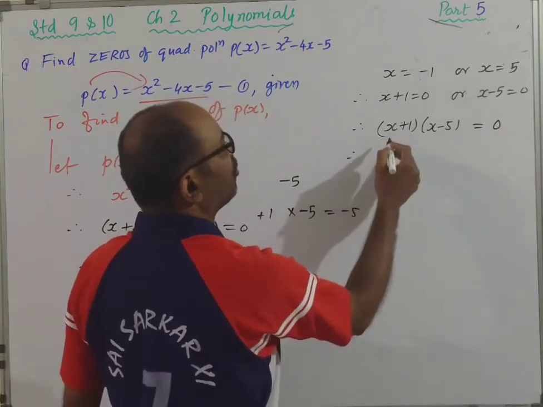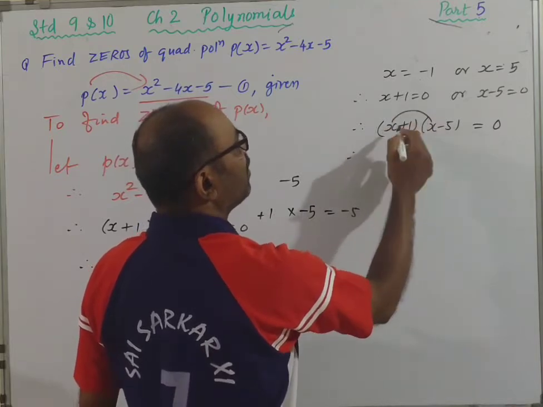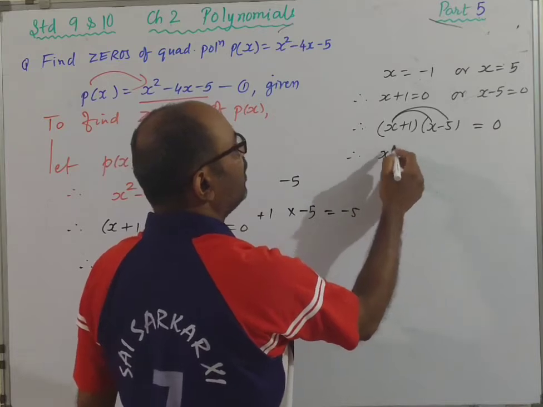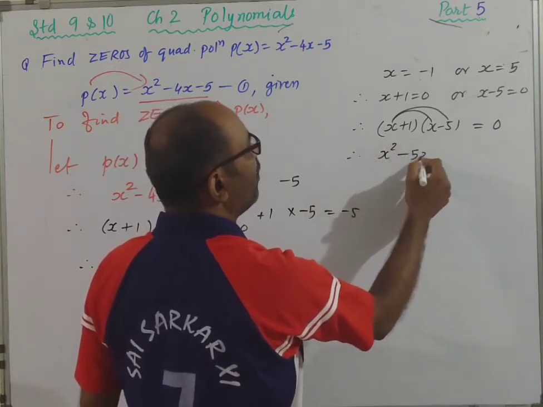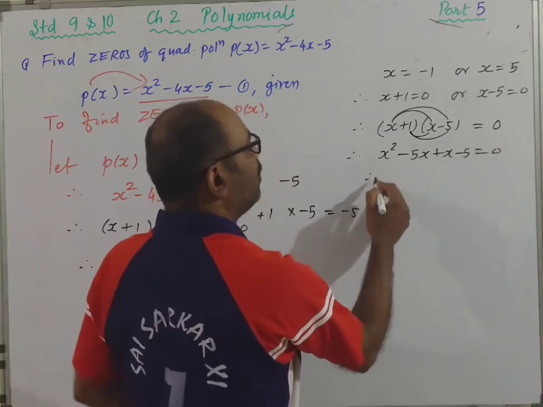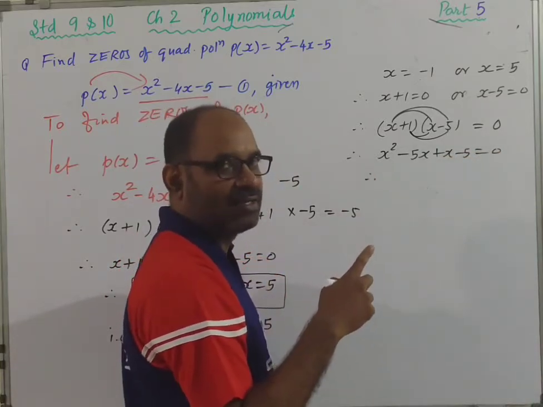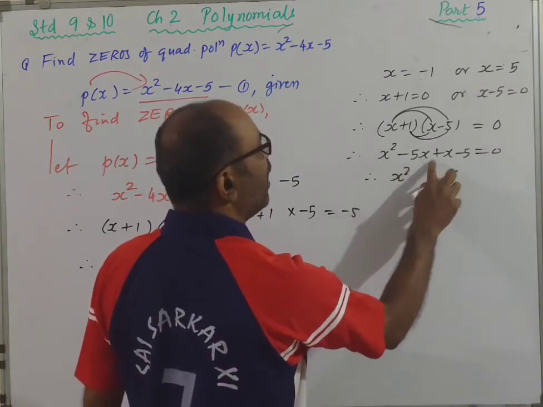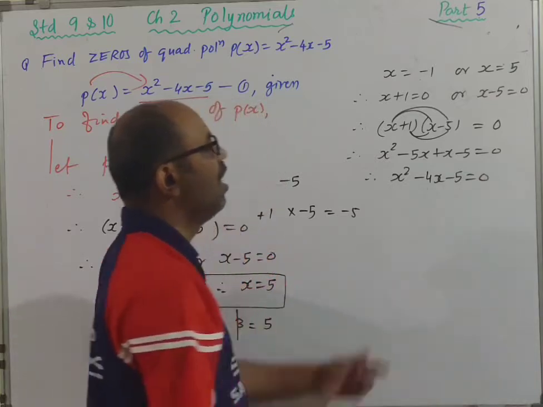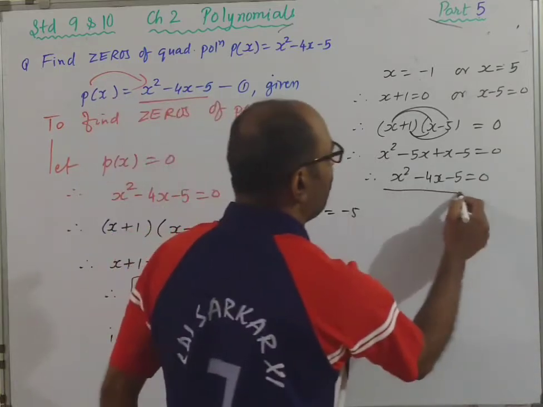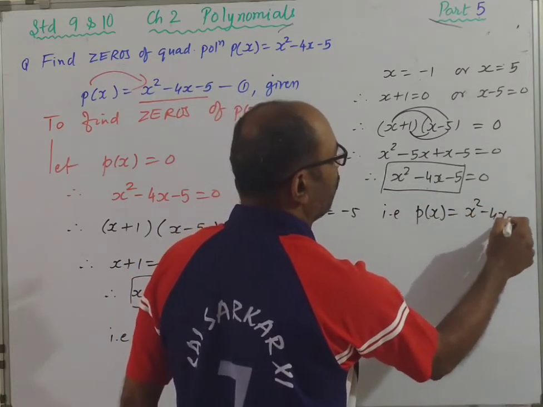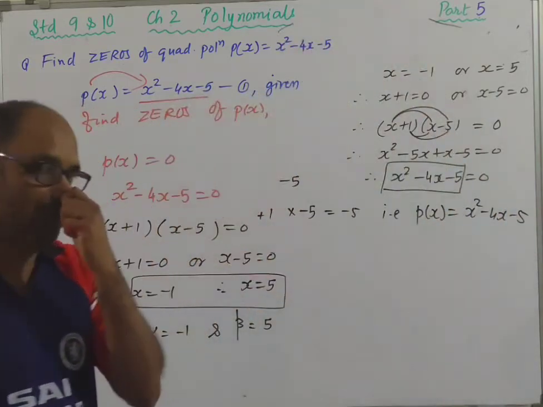So this gives me expansion. Simply, we will expand it. X into x, x square minus 5x, then start with this, plus x minus 5 equal to 0. There is one identity for this, but I haven't used that. So x square, minus 5x plus x is minus 4x minus 5 equal to 0. You got the equal to 0. So this is your polynomial, i.e. p of x is equal to x square minus 4x minus 5. I removed the equal to 0 because we need the polynomial.